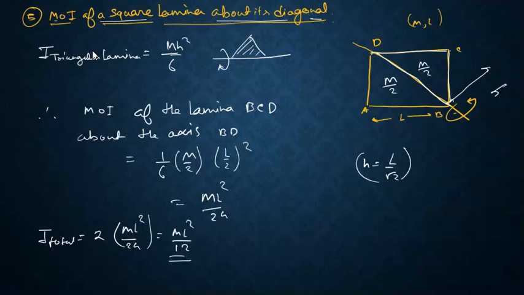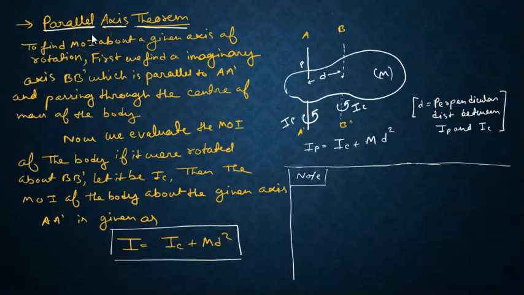So if we do the summary of this derivation, we have just used the value of the previous derivation, that is the triangular lamina, and we have split the square lamina into two triangular laminas, and then just put the same theory. Well, now here comes the theorem. There are two theorems in moment of inertia. The first theorem is the parallel axis theorem, and the second theorem is the perpendicular axis theorem.